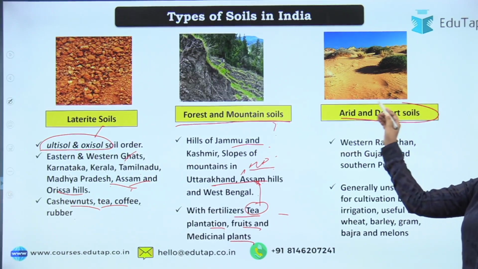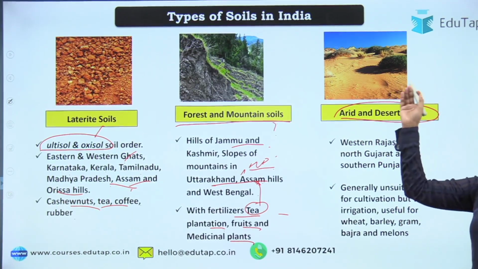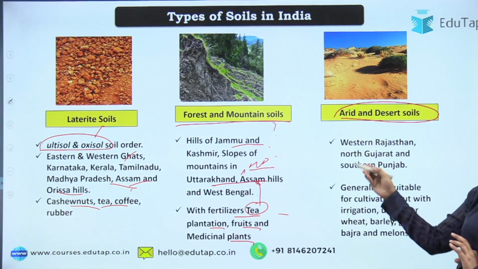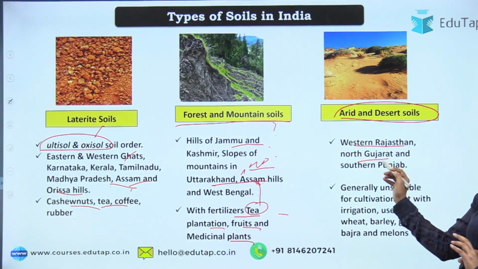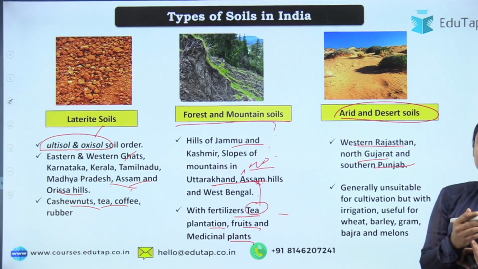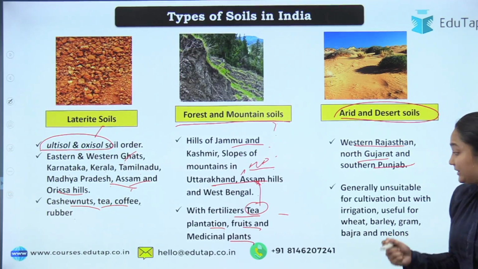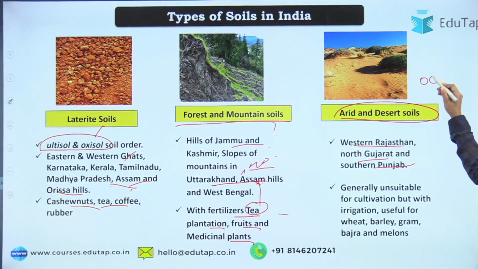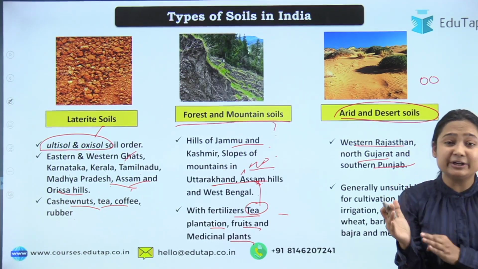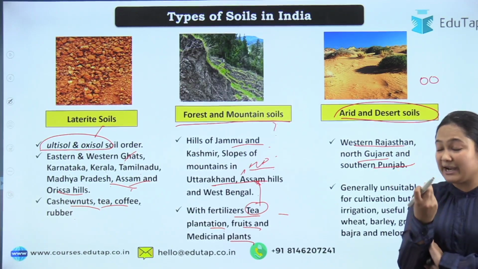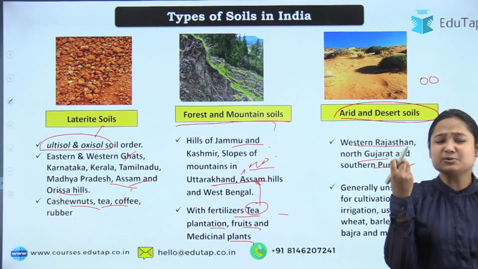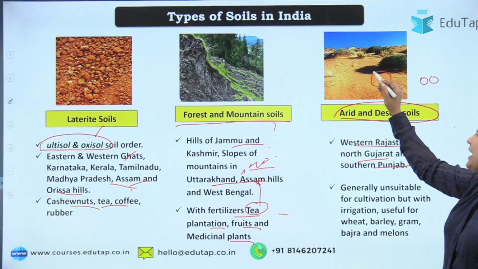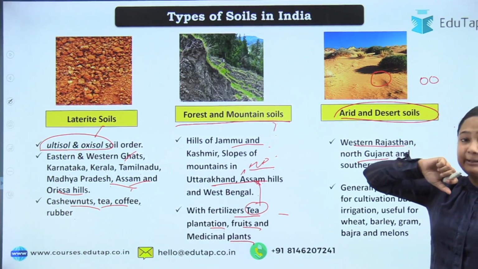Now talking about the arid and desert soil, as the name suggests, and I think most of you will be able to give the answer. It is found in western Rajasthan, north Gujarat, and the southern part of Punjab too. Now what can we grow? Since the sandy particles, I have told you, don't have any water holding capacity, the organic matter found in sandy soil is very poor. It can't hold any water. Evaporation is too high due to the sun and the increasing temperature.